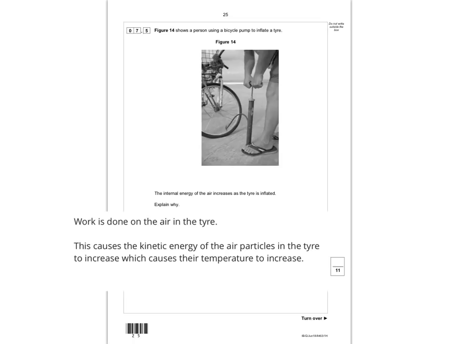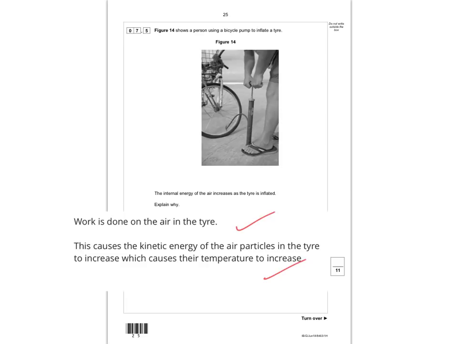So here we are, work is done on the air in the tyre. It's a first mark. Okay. Now the second mark is saying that either the kinetic energy of the particles in the tyre increases, or the temperature increases. So a mark for each one of those.